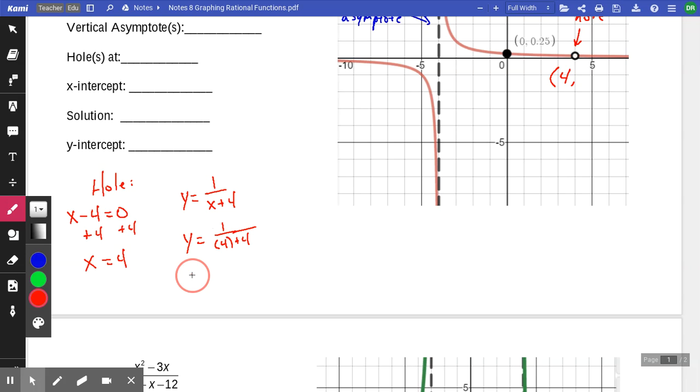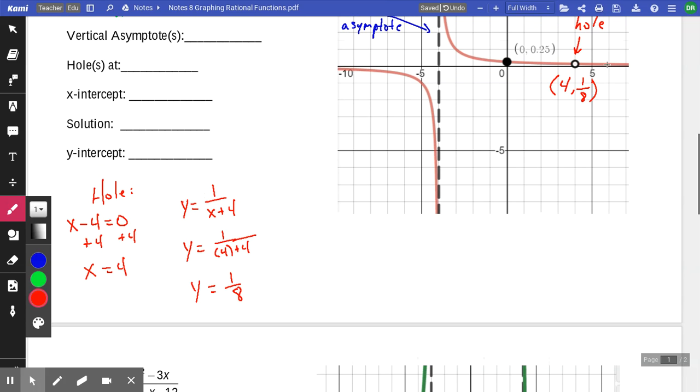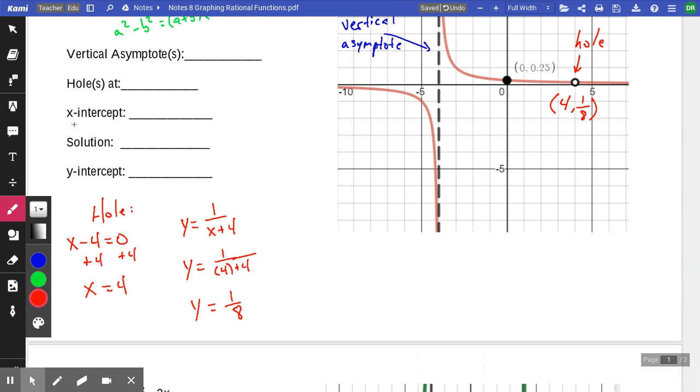And what does that give us? We'll get 1 over 8. Okay, and so that's the y value of this hole, and 1/8 is a fraction, but we can tell that this dot, this open circle, is pretty low, just above the x-axis, so it's a pretty small value, and 1/8 is a smaller value as well. Okay, so that is how we find the location of a hole.